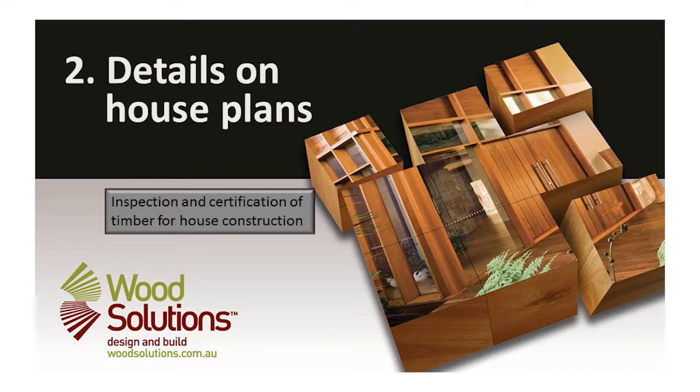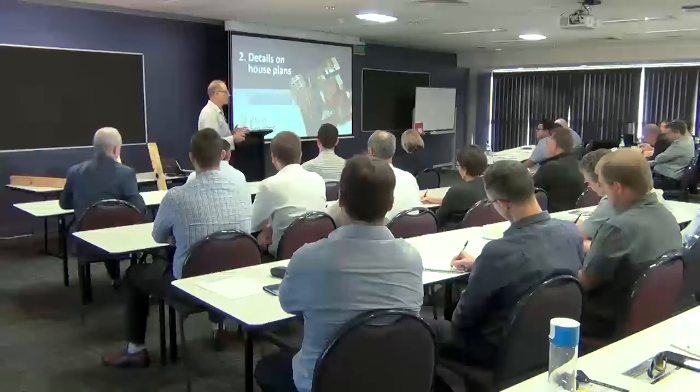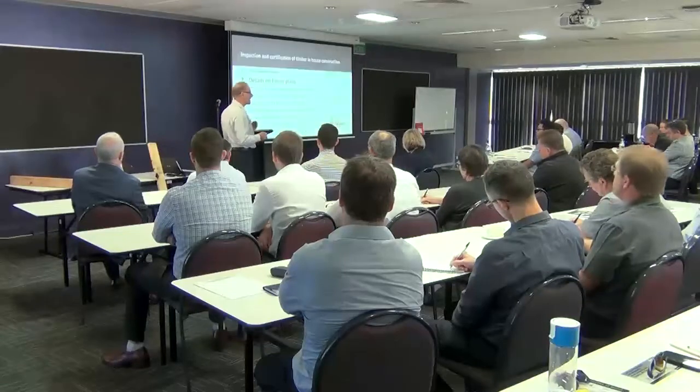The next module, module 2, is on the details that need to be shown on house plans. This is what we need to put on house plans in order to make sure that the timber that's going to be used on the job is able to do its job properly and is going to be fit for purpose. So it's telling us how we designate and specify the timber on the house plans in order to make sure that it's going to be fit for purpose in the completed house.